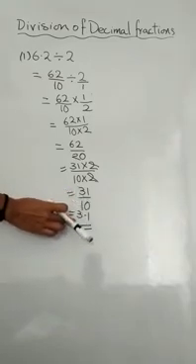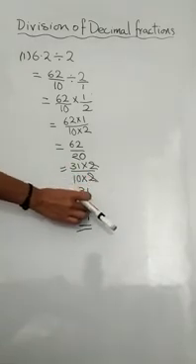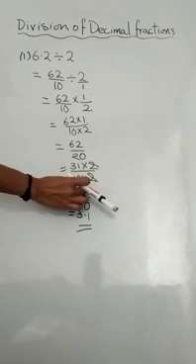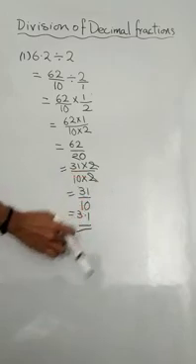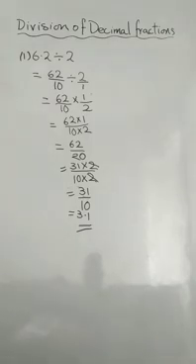31 by 10 can be written as 3.1. That is 2 digits, and here 10 means from the right side, you will jump 1 point. That means 3.1. Okay. So you got the answer as 3.1.